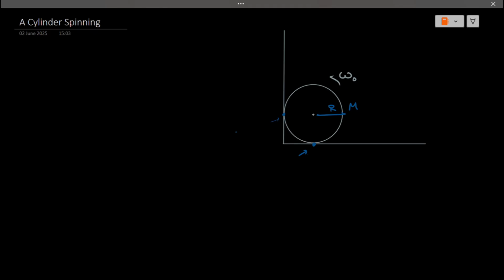Of course, we can't neglect friction, because friction is the only force for which torque will be produced and will provide the necessary angular acceleration in order to bring the angular velocity down to zero, right?